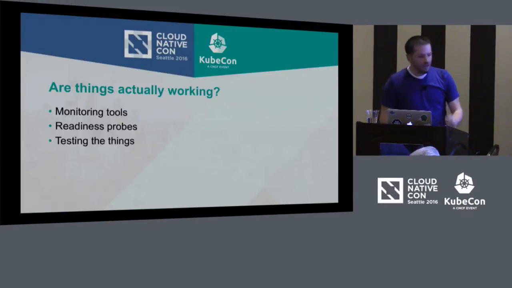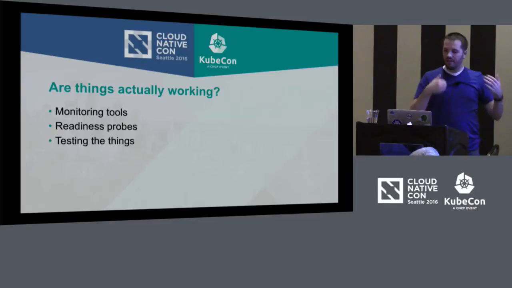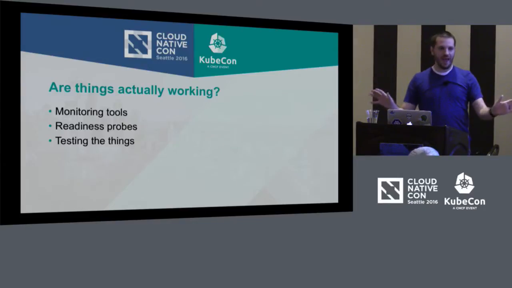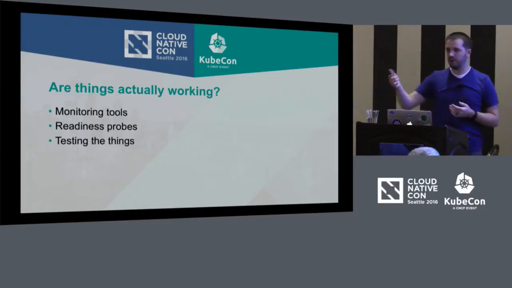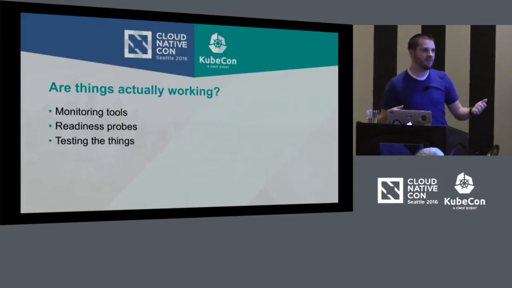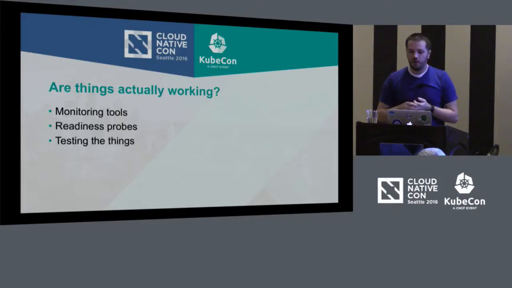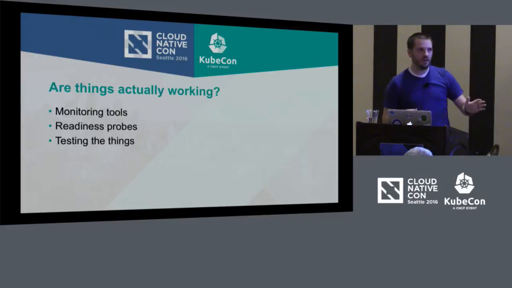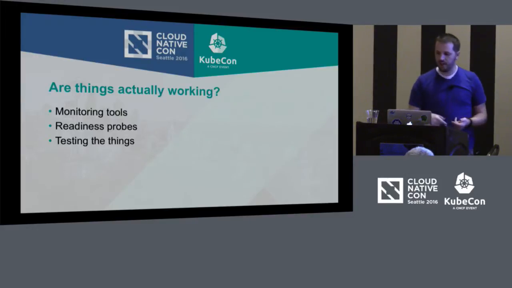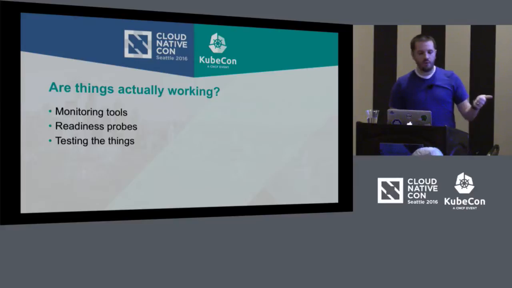So the next thing we get to is, now that we had things working, are things actually working? We could deploy things and then an hour later, or sometimes the next day, find out it was running in a degraded state for 24 hours. Kubernetes can even say that something is running, but how do we know that things are actually running? I'm going to go over how we managed to do this. We did it with monitoring tools, readiness probes, and a lot of testing.